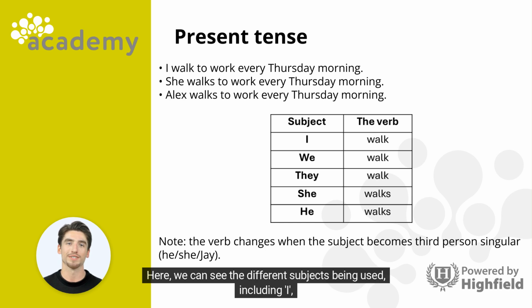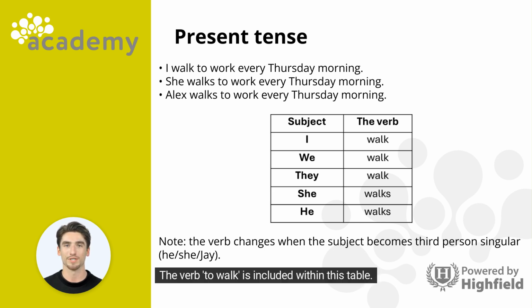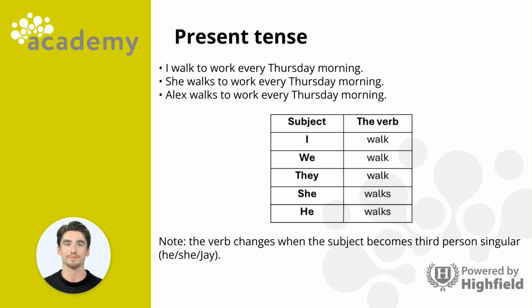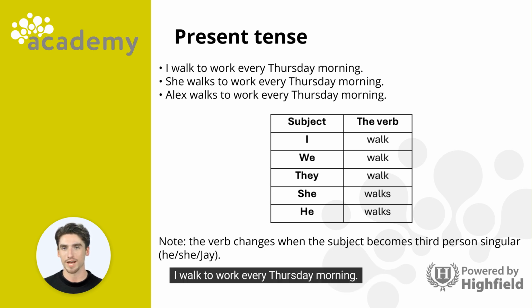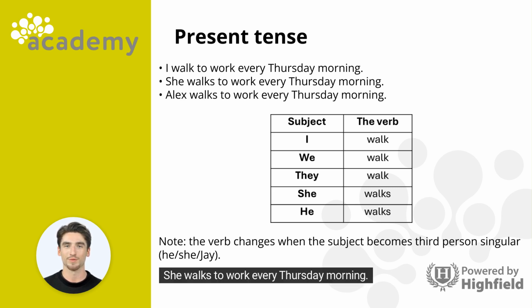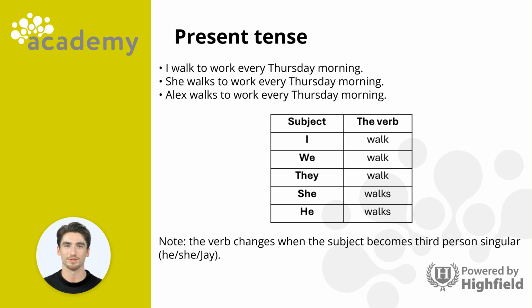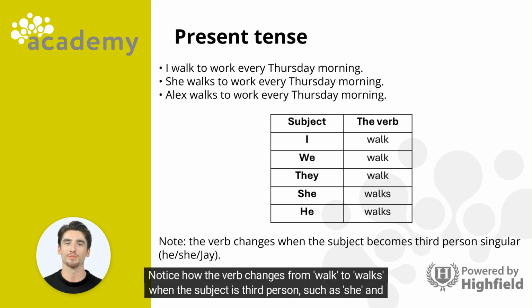Here, we can see the different subjects being used, including I, he, and she. The verb to walk is included within this table. Let's look at a few example sentences to see how the verb changes depending on the subject. I walk to work every Thursday morning. She walks to work every Thursday morning. Jay walks to work every Thursday morning. Notice how the verb changes from walk to walks when the subject is third person, such as she and Jay.